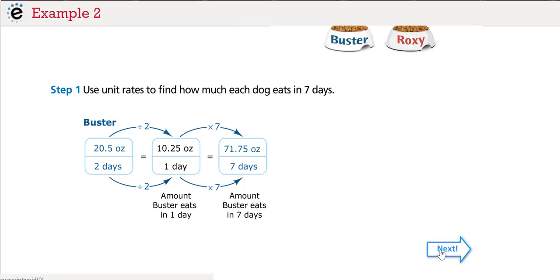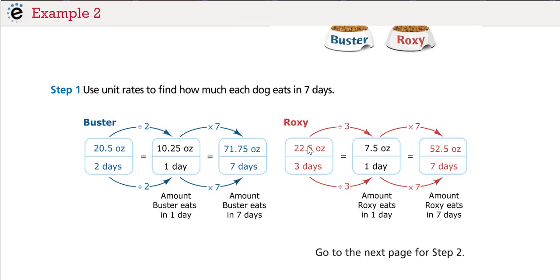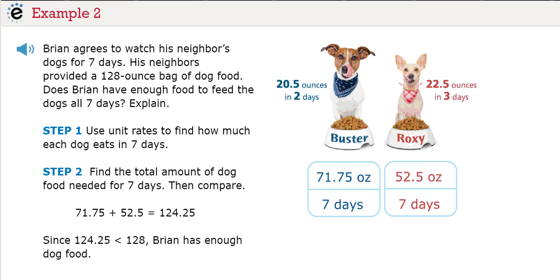We're going to use the same technique when dealing with Roxy. The difference is we have 3 days, so to form our unit rate we have to divide by 3. By dividing by 3 we get our unit rate, and then we're able to multiply by 7 to get our new answer here. Now that we've determined how much each dog eats, we have these ratios that we can use.